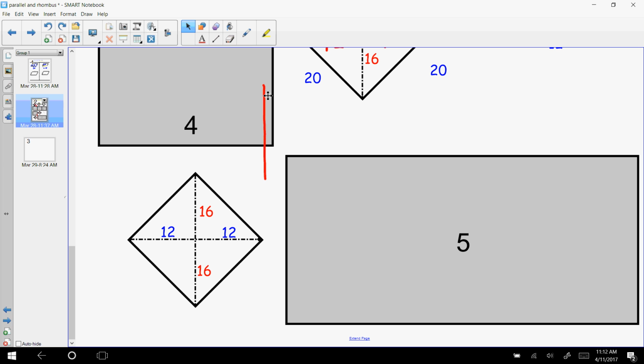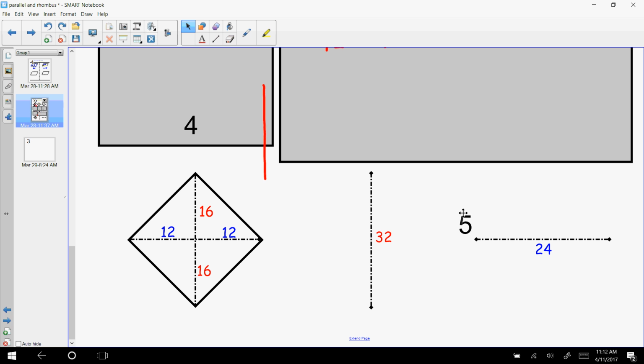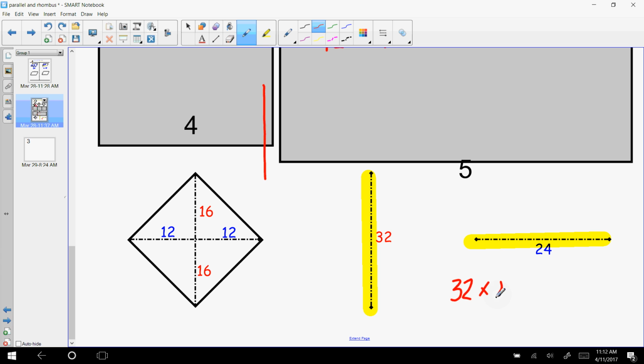All right, so the length of the horizontal diagonal is 24. And remember that one they first gave us is still 32. So you'll multiply 32 times 24. And don't forget the rhombus is to divide by 2. And there is the rhombus and the parallelogram. Remember, you can always rewind this. You can pause it. Go at your own pace.